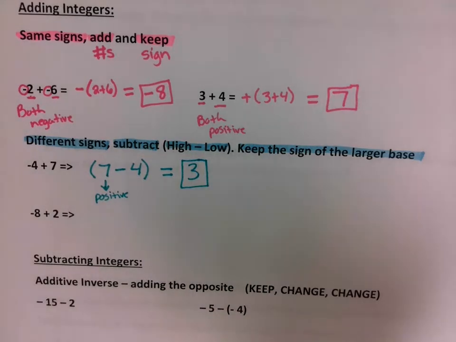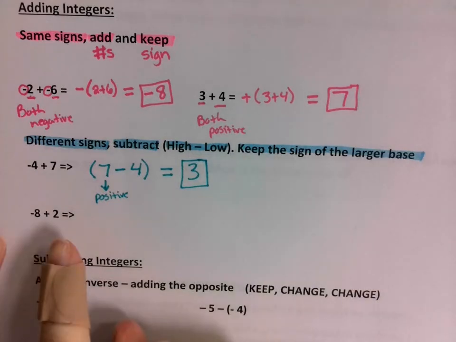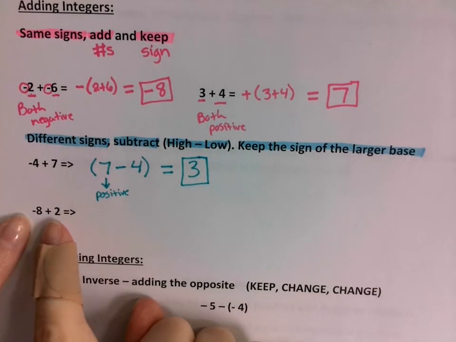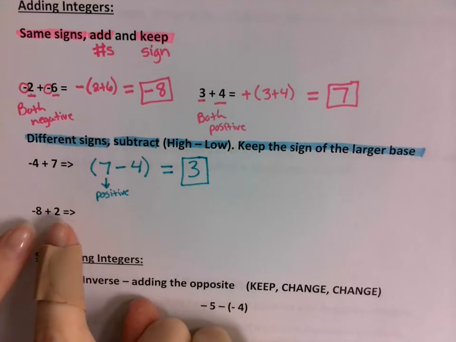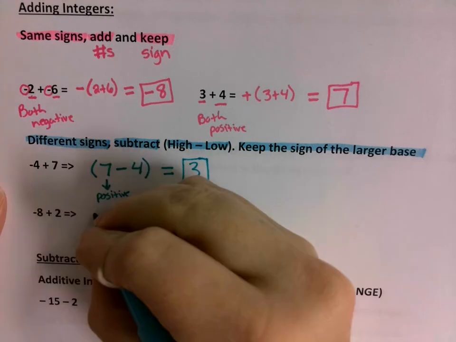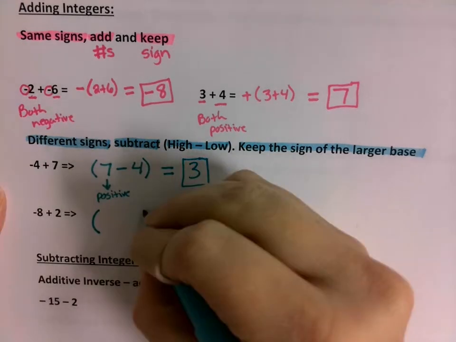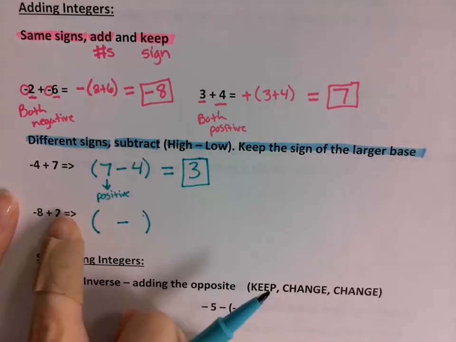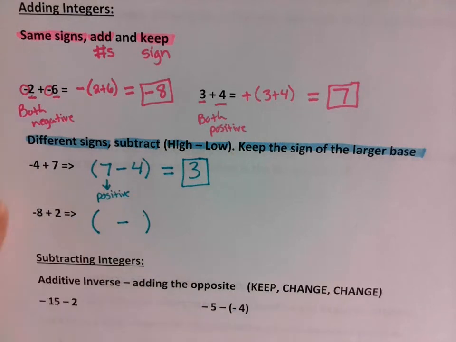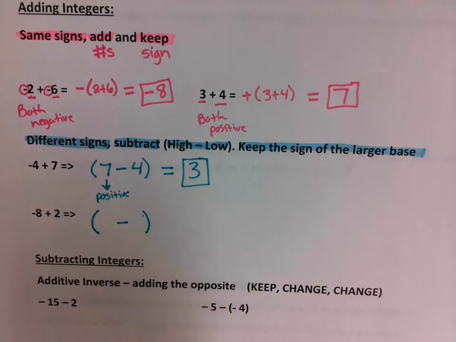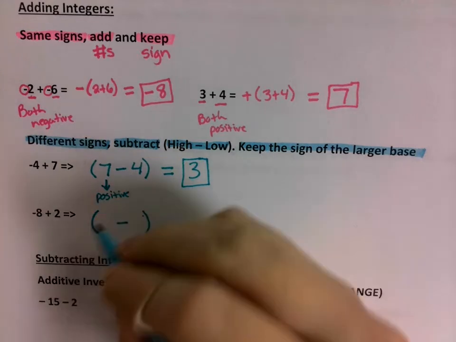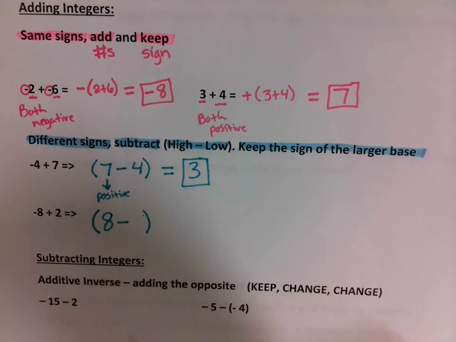Let's take a look at the second one. We have -8 plus 2. Again, they are different signs. So I'm going to take the higher base minus the lower base. Which base is higher, 8 or 2? Base. Just the number, not the sign. 8. 8 is the higher base. So we're going to do 8 minus the 2. Now, 8 minus 2 comes out to 6.